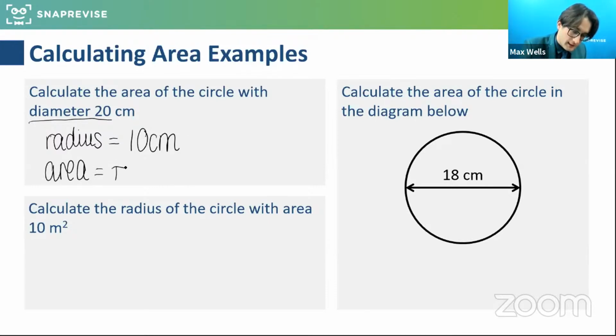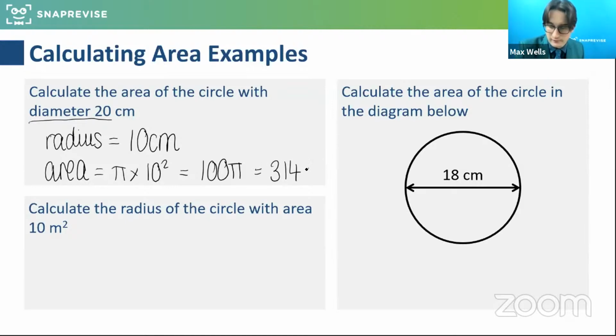We're going to do pi times the radius squared, which would be 100 pi, which actually comes out as 314 to three significant figures, centimeters squared. You might have included some decimals, which is fine, but that is going to be our area for that shape.